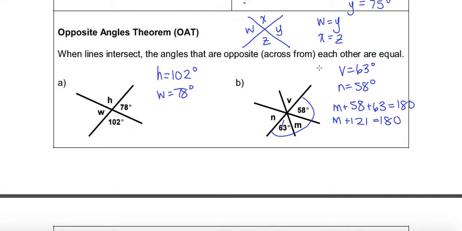And now let's solve this using algebra. I'm moving over my 121, subtracting it. So M is equal to 180 take away 121. So M is equal to 59 degrees. And you'll notice that I'm always using that degree symbol in my final answer. So that was a combination of opposite angle theorem and angles that form a straight line, which we call supplementary.